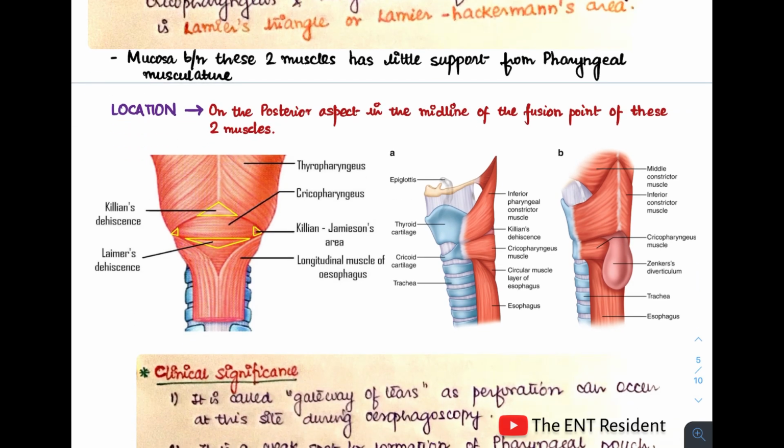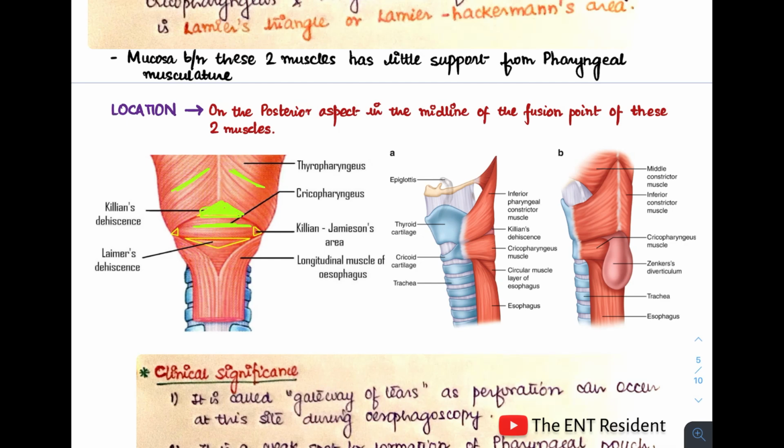You'll see in the picture over here, its location is on the posterior aspect in the midline, at the fusion point of these two muscles. As you can see here, this is the thyropharyngeus, this is the cricopharyngeus. This triangular area over here is the potentially weak area, which is known as the Killian's dehiscence.